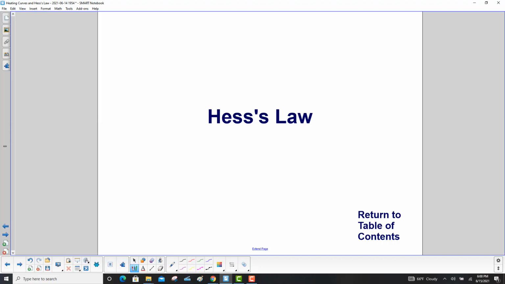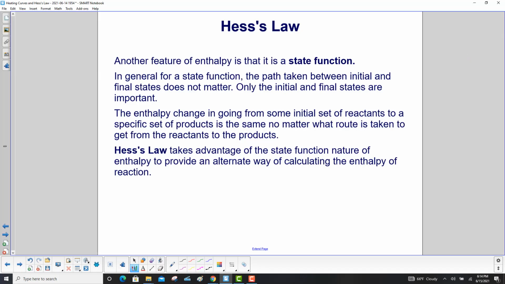Hess's law. Another feature of enthalpy is that it is a state function. In general, for a state function, the path taken between initial and final states does not matter. Only the initial and final states are important. The enthalpy change in going from some initial set of reactants to a specific set of products is the same, no matter what route is taken to get from the reactants to the products. Hess's law takes advantage of the state function nature of enthalpy to provide an alternate way of calculating the enthalpy of reaction.